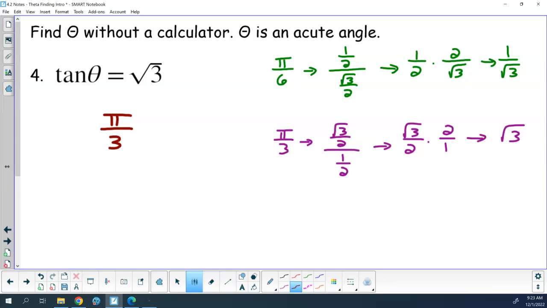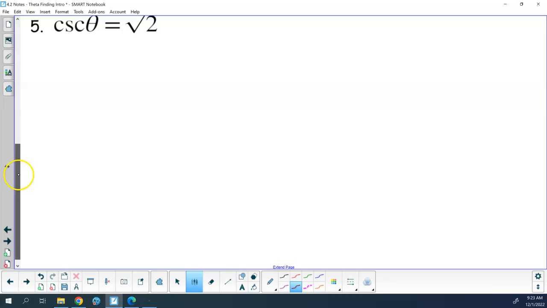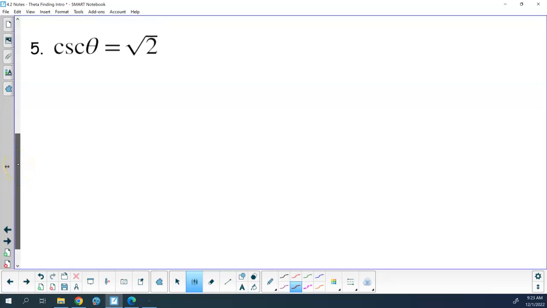Now you find me where in quadrant 1 the cosecant of theta is the square root of 2. Cosecant is 1 over sine, which is 1 over y. In quadrant number 1, the only one that has the square root of 2 is pi over 4. So let's try pi over 4.